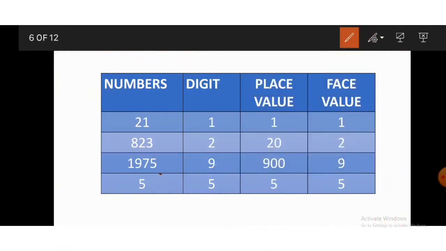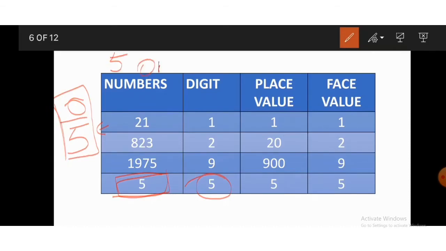Now coming to the last number here, which is 5. Very simple. The number of digits in 5 is only 1. They are asking you to find out the place value of 5. First write the number 5 here. Now write the places on top of 5. The first place is 1. That's it. 5 is in which place? 1's place.